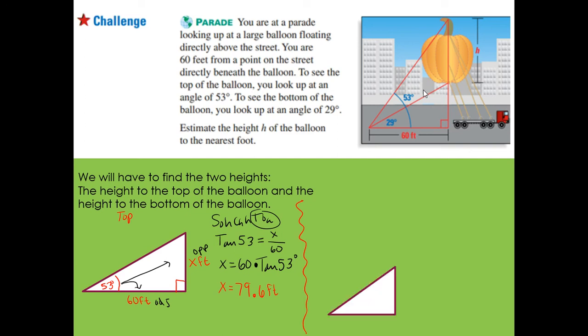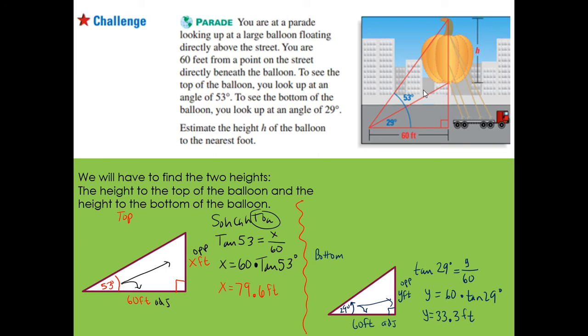We need to now find the height from the bottom of the balloon to the ground. So again, filling in our information, the angle of elevation looking up to the bottom is 29. We're still 60 feet away, but now I'm going to call y my new variable from the bottom of the balloon to the ground. And we're still using tangent, opposite over adjacent. And again, we're going to type in 60 times tangent of 29. I typed that into the decimals calculator, and I ended up with 33.3 feet.